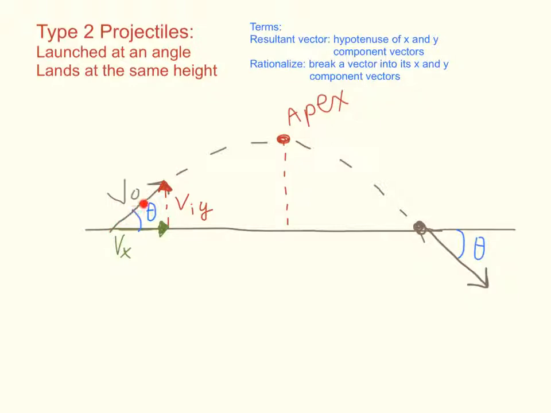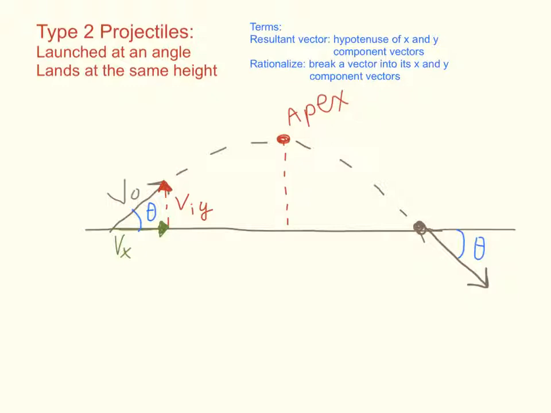Most of your easier type 2 projectile problems will give you a starting hypotenuse, an initial velocity launched at some angle. And then you are going to need to break that vector into x and y components using sine and cosine. So that's the example that I've got going on here, and that's how the example problem is going to work that we're going to go through today.